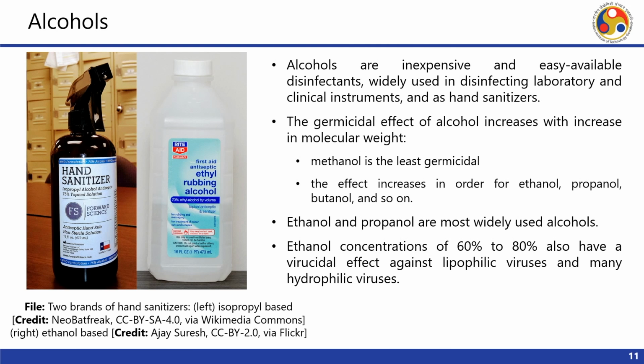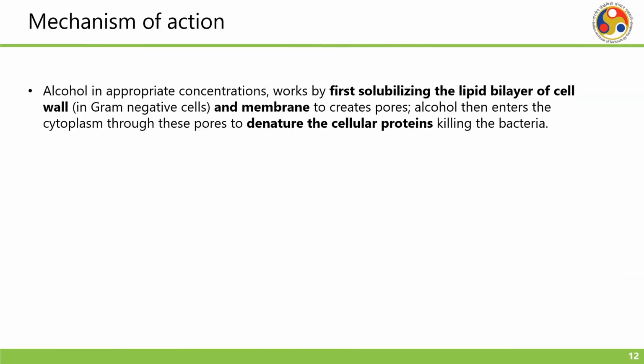Ethanol and propanol are mostly used alcohols as disinfectant agents. For example, ethanol concentrations of around 60 to 80% also have a virucidal effect against lipophilic viruses and many hydrophilic viruses. So, here you can see two brands of hand sanitizers. On the left, it has isopropyl based formulation.